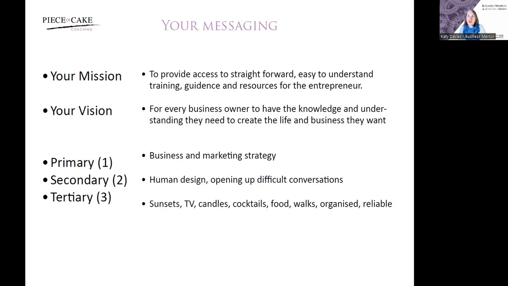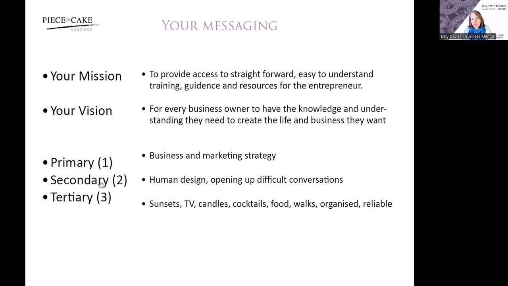So that means everything I do, everything I talk about, everything I'm selling, everything I'm doing, that's the point of it, to get every business owner to the place where they have the knowledge and understanding of how to run the business and what to do so that they can have the life and business they want. So holding that main core messaging right at the forefront will help me to understand what it is I'm actually doing. Now, within that, the messaging I'm going to put out will obviously be around business and marketing strategy.